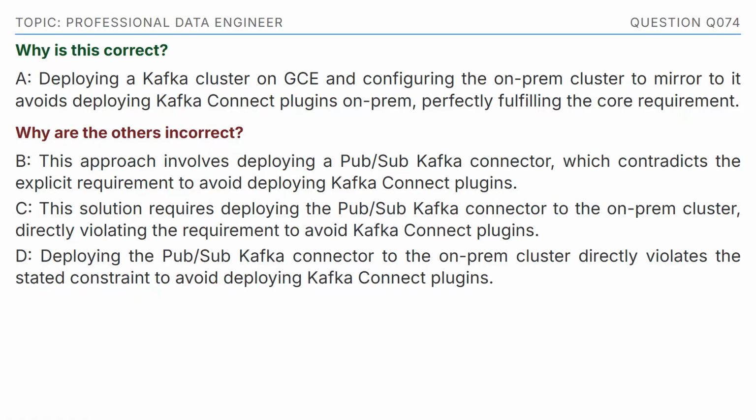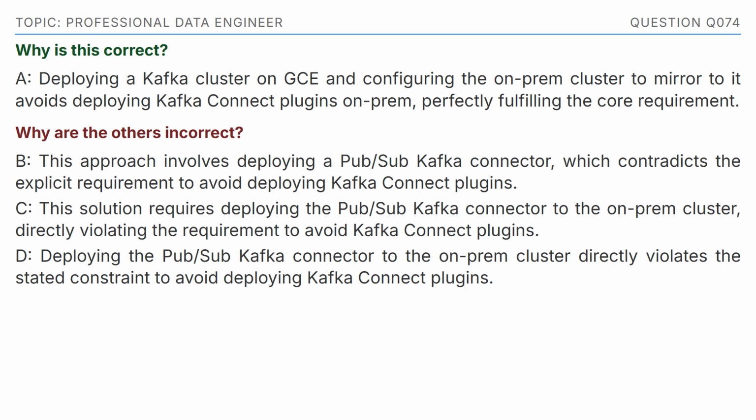Why is this correct? A. Deploying a Kafka cluster on GCE and configuring the on-prem cluster to mirror to it avoids deploying Kafka Connect plugins on-prem, perfectly fulfilling the core requirement. Why are the others incorrect?